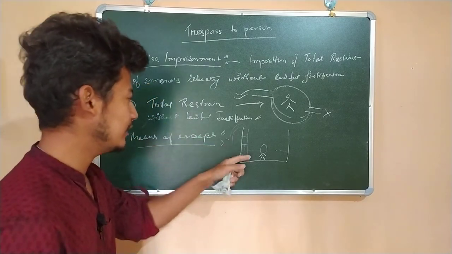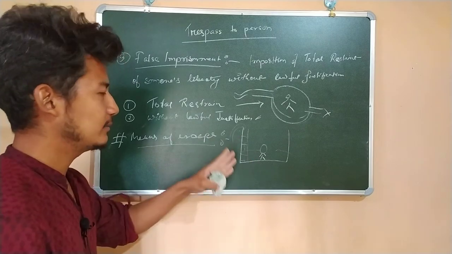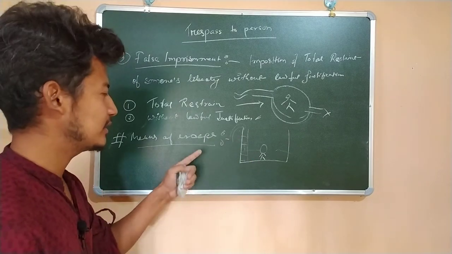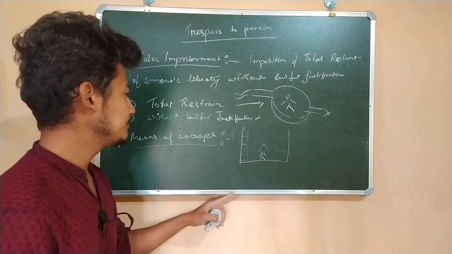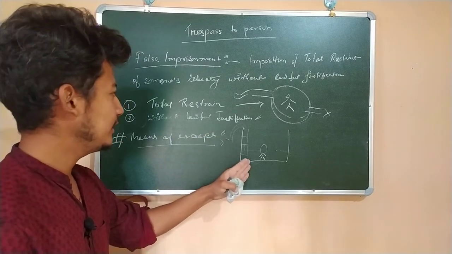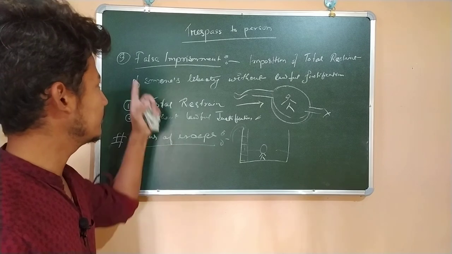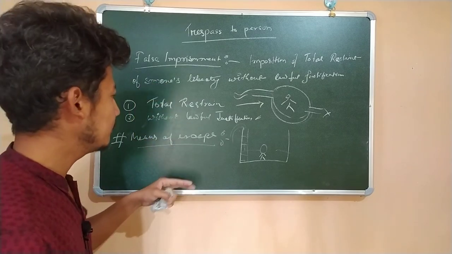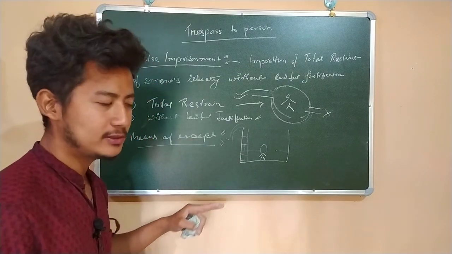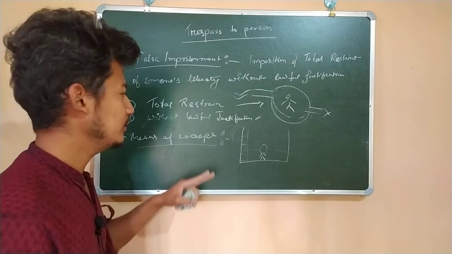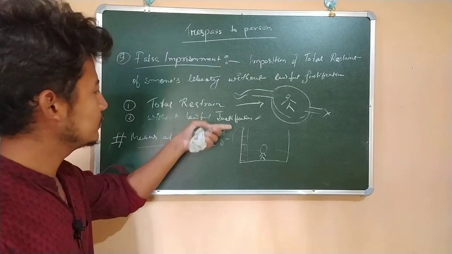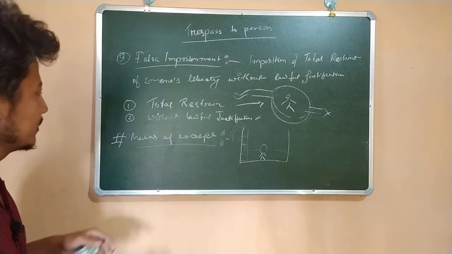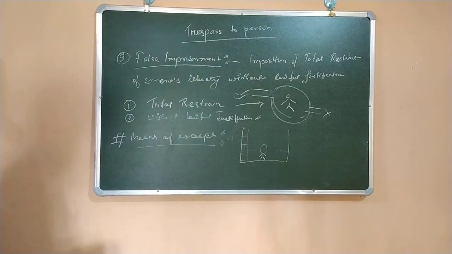If the person does not have knowledge of the escape, like how he can escape from there, then he can file a suit for false imprisonment. But if he knew that this way he could escape from here, in that case he will not be allowed to file a suit to sue the defendant. Simple. So it is a means of escape.